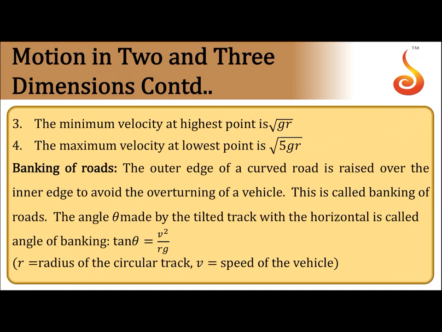Then minimum velocity is at the highest point, that is given by root of gr. Maximum velocity is at the lowest point, that is root of 5gr. So this is about motion in a vertical circle. Then moving on to the next concept, that is banking of roads.